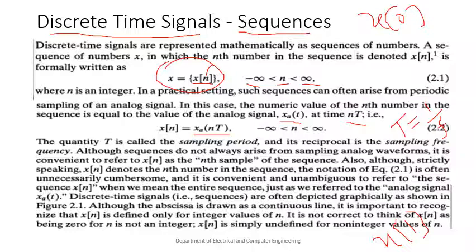Let me draw it on the next slide, as I don't have space here. The quantity T is called the sampling period, and it is the reciprocal of the sampling frequency. It is not necessary that we always do this to obtain a discrete time signal. However, this is the basic relationship to get a discrete time signal from an analog signal. So let's move on to the next slide, where I'm going to draw this for you.